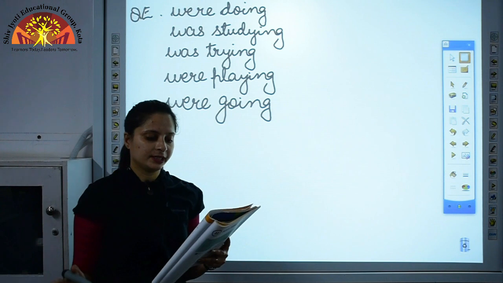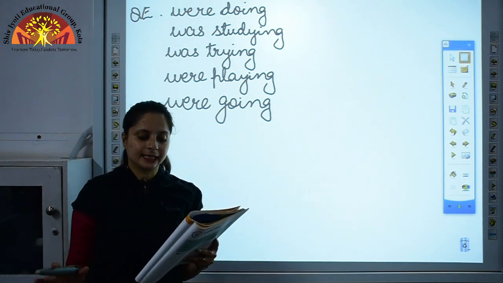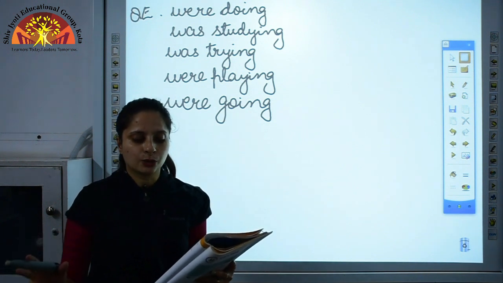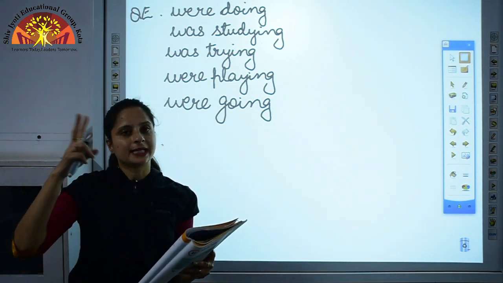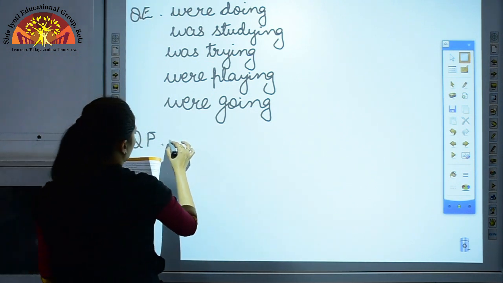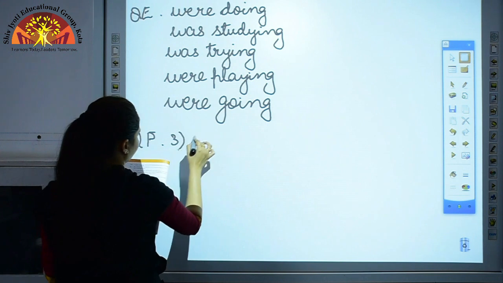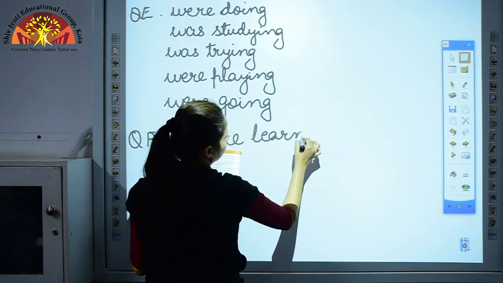Now question number F, you have to fill in the blanks with the past continuous forms of the verbs given in the bracket. I'll discuss the third one with you. Ahmed and Zahira learn how to bake a cake. Now we are talking over here about Ahmed and Zahira. So the subject is plural. So we will write were and learn will become learning.